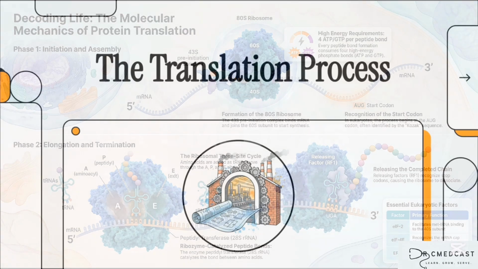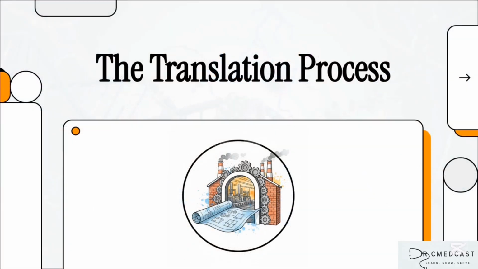You know, inside every single one of your cells, right now, there's a kind of molecular factory running around the clock. It's an incredible operation that takes the abstract blueprint of your DNA and translates it into the actual physical machinery that keeps you alive. This process, well, it's called translation, and it's how every protein in your body gets built.